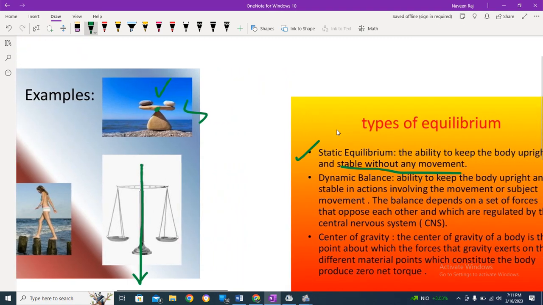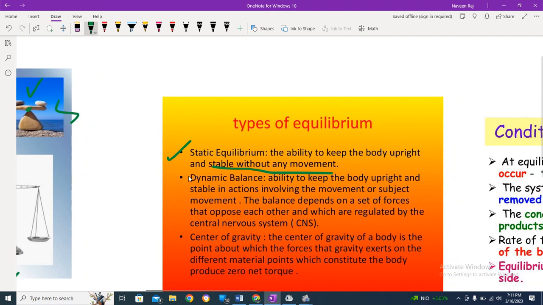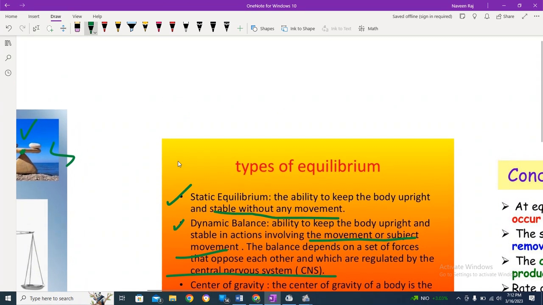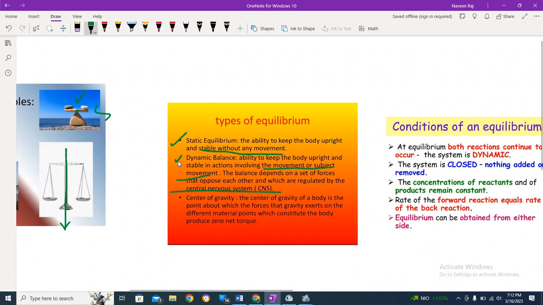Dynamic equilibrium: the ability of the body to keep upright and stable in actions involving movement or the subject of the movement. The balance depends upon a set of forces on each side, which are regulated by the central nervous system. Yes, dynamic. What does this mean? Dynamic would involve movements. So I just gave you an example of this part.